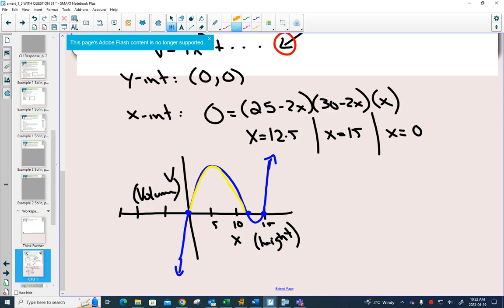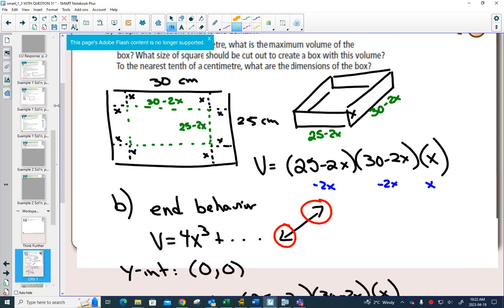Is this section right here. Why? Well, you can't have negative volumes, so these parts should not make sense. Here I have a positive volume again, but if you think about cutting out an x that is bigger than 12.5, look at your original picture. As soon as you cut out something bigger than 12.5, there's nothing left. Your cardboard's all gone. You're like, oh, this isn't a very good box.